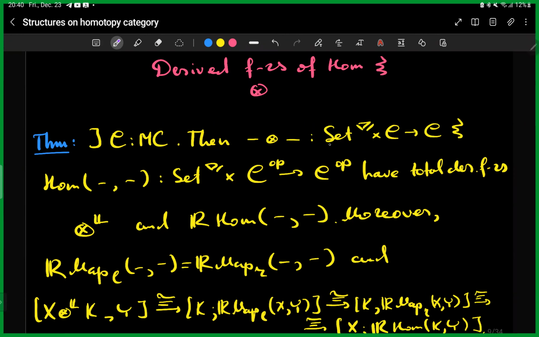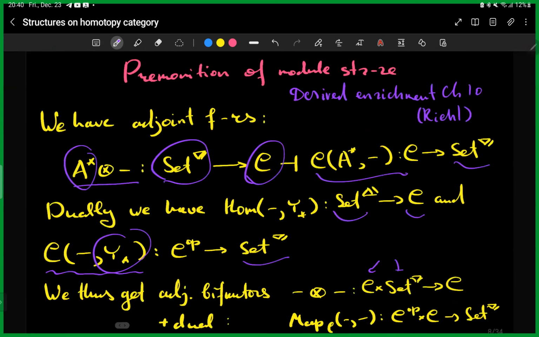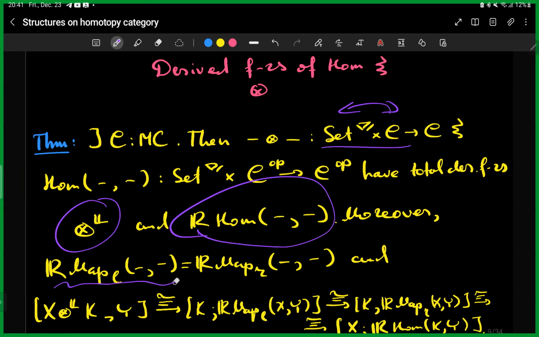this category. Maybe I should change the variables. So we have this functor and we have this functor. And then we have total derived functors. For this one, it's the left derived functor. For this one, it's the right derived functor. And as it turns out, these functors of mapping spaces also have right derived functors.